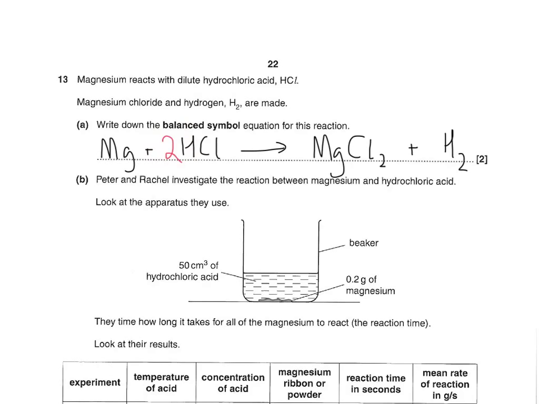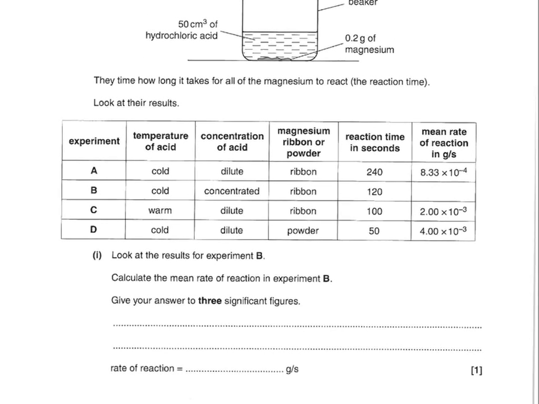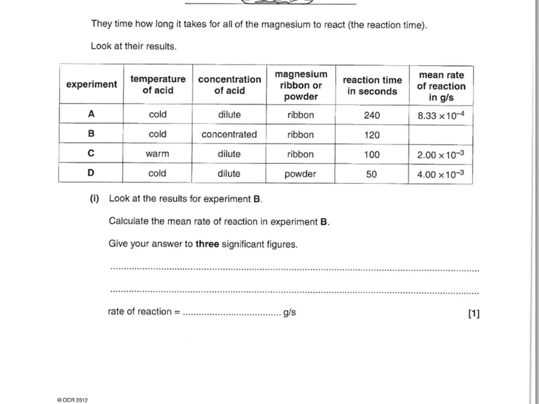And then the next question says they time how long it takes all the magnesium to react. The reaction time. There's the results. It says look at the results for experiment B. Calculate the mean rate of reaction in experiment B. Give your answer to 3 significant figures.